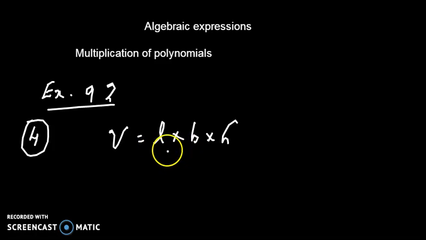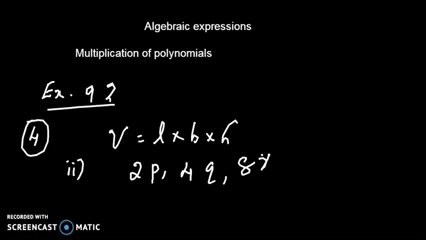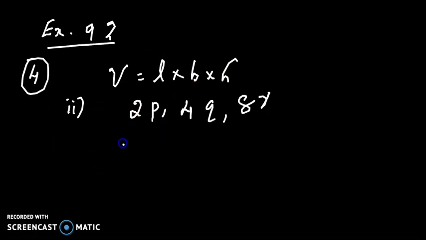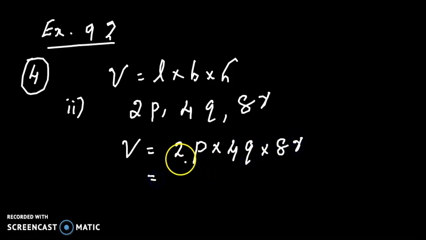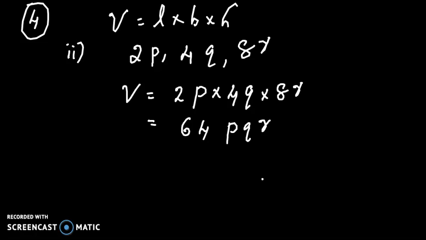Here we can see three monomials that we can consider as length, breadth and height, and by multiplying we can find the volume. Now question number 2. We have completed question number 1 in the last class. Here the values are 2p, 4q and 8r. So how can we find the volume? By multiplying these three. Volume is equal to 2p into 4q into 8r. The numbers we can multiply: 2 times 4 is 8, 8 times 8 is 64. Then pqr, so we can write it as 64pqr. That is the answer.